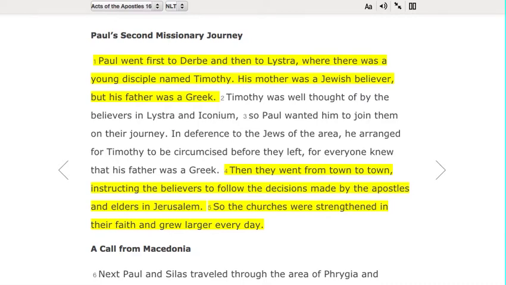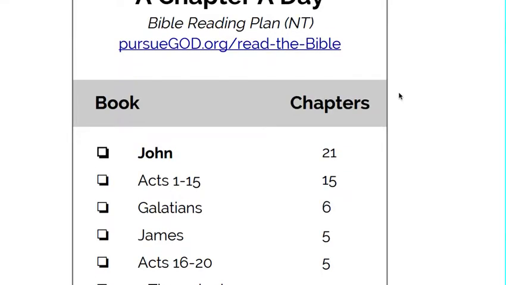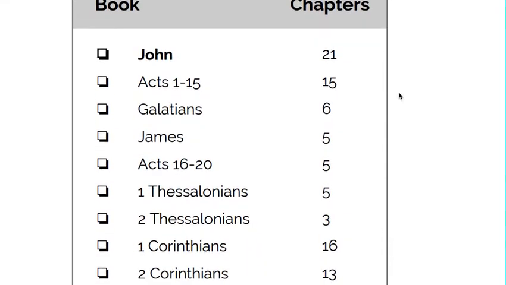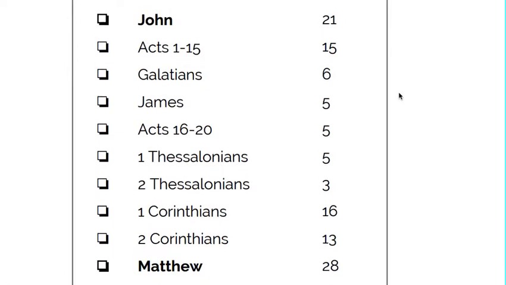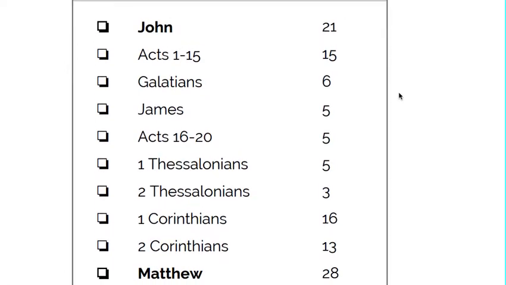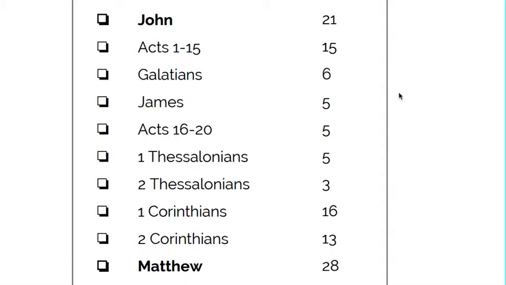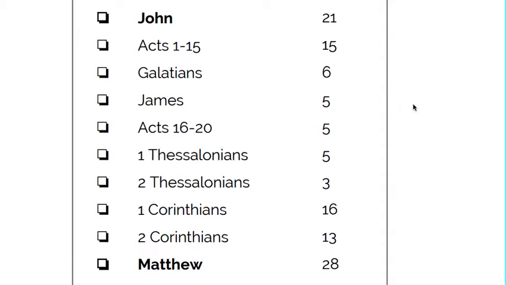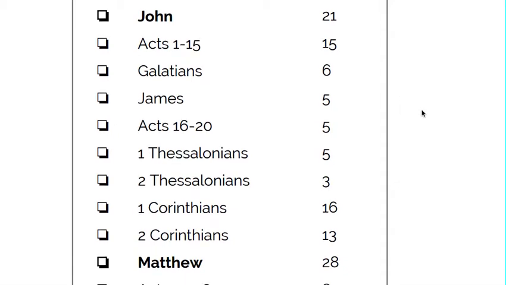Okay, now our reading plan is going to take us back to the book of Acts. Let's take a look at where we've been so far in the reading plan. So we've read John, one of the Gospels, about Jesus. Then we read the first 15 chapters of Acts, where we saw the early church, and we met Peter, and then Paul's conversion, and then Paul's first missionary journey.